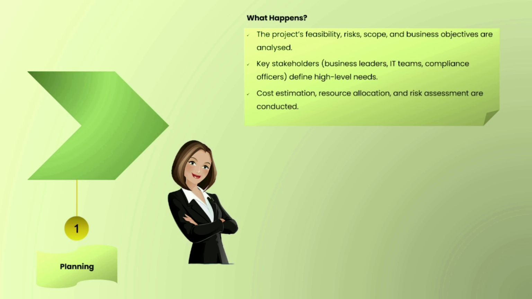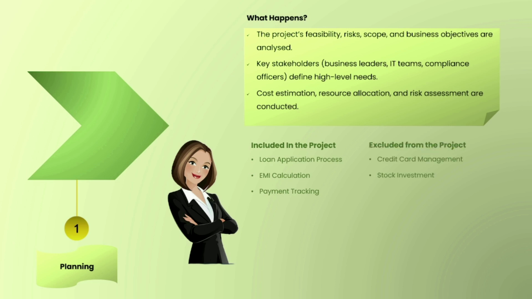Now let's see the scope of the loan management system. In the loan management system, it is mentioned that the loan application process, EMI calculation and payment tracking should be included, whereas credit card management and stock investment are excluded. So it's the BA's responsibility to check what is included and what is excluded, and then convey it to the stakeholder that within the budget, within the resources you have provided, we are doing this. Of course, the stakeholder's permission is required to move this forward.